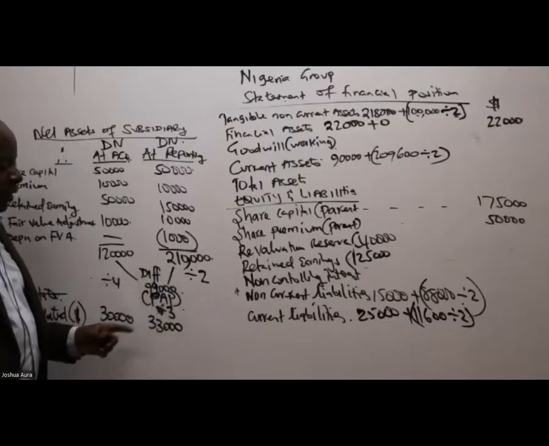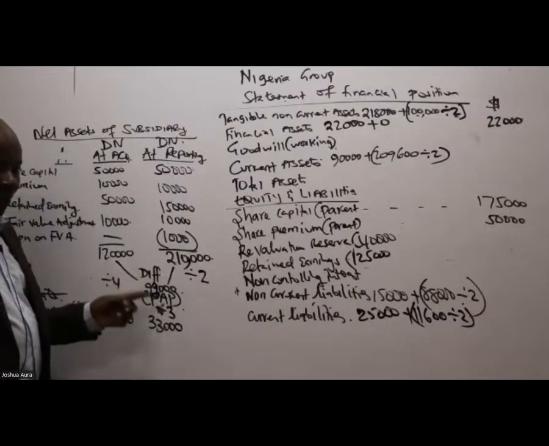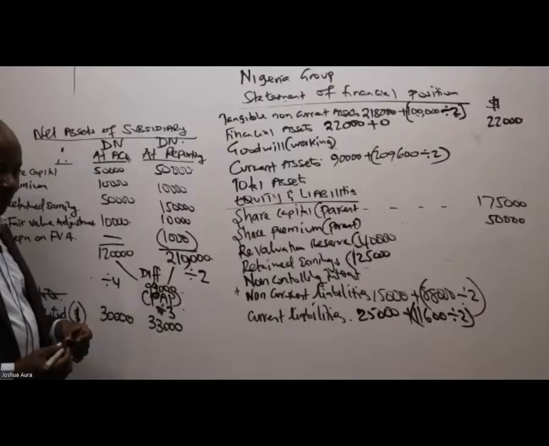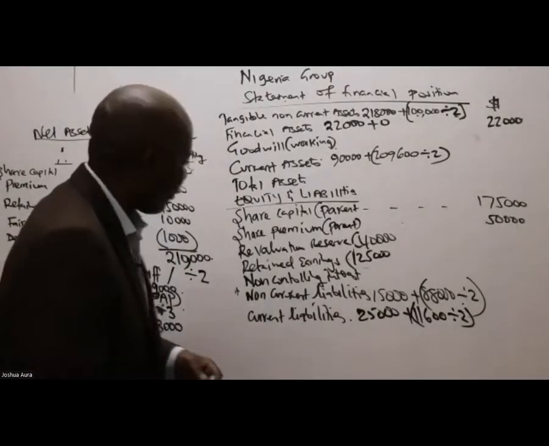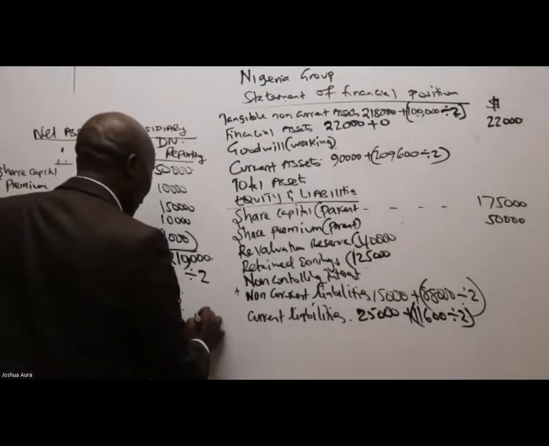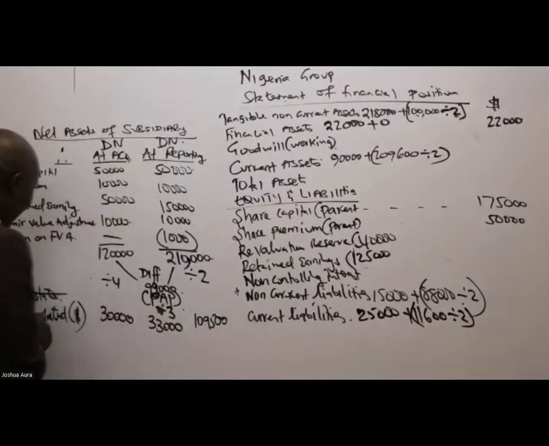219,000 divided by 2 gives me what figure, somebody? It is 109,500.